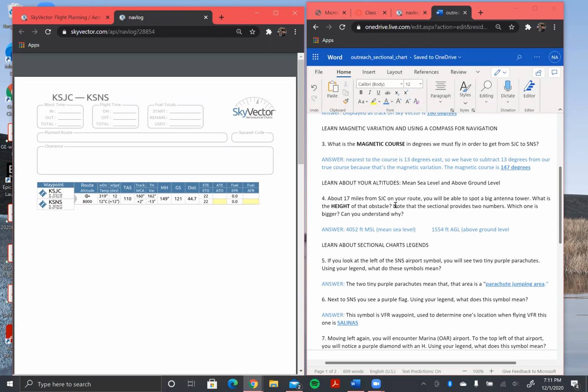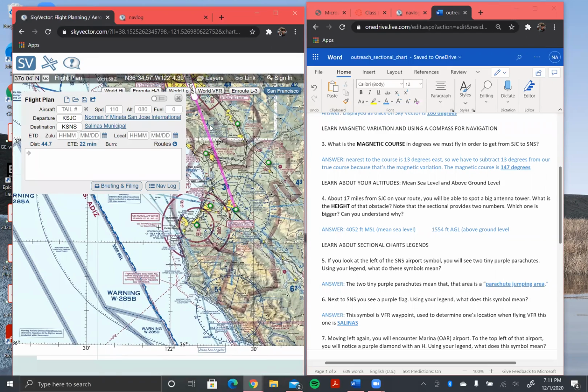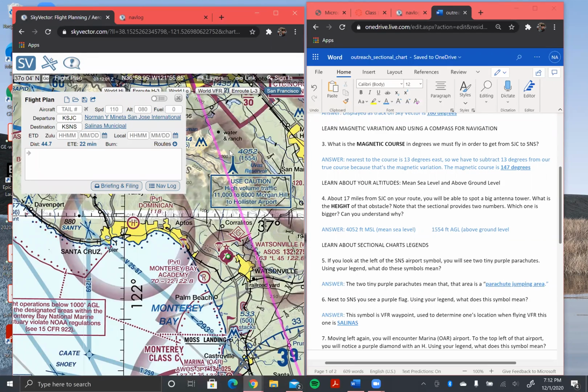So number four, 17 miles from SJC is a big antenna. What's the height? And what are the two numbers and how do you understand this? All right, so if you look at what you're talking about, Chief, there's this antenna right here on our course, and there's two numbers right here. So the top number is the height of this antenna from the mean sea level, MSL. And so that's the height of the tower all the way from sea level. And this is the actual height, the height above ground level, which is 1,554.